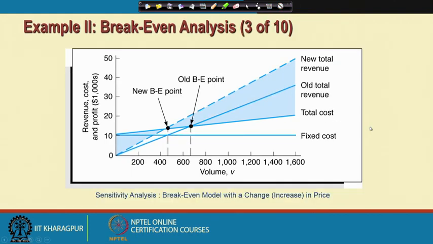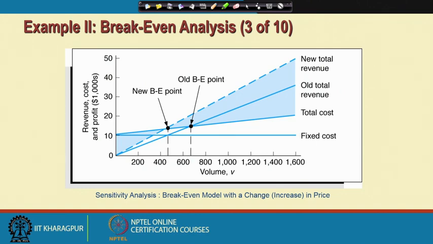Okay, so this is another example. I told you earlier that business is a complex situation with lots of dynamics, and with the help of these dynamics you can have a changing situation. The cited example is here. We have a fixed cost and total cost, and this is the initial total revenue. Then when the price changes, whether you increase or decrease the price, your revenue curve will also change.